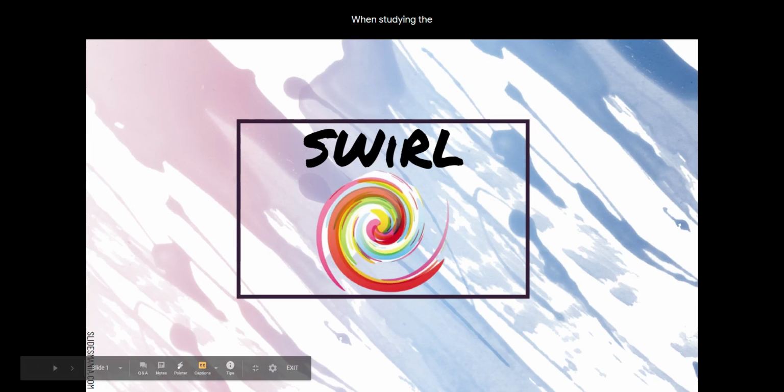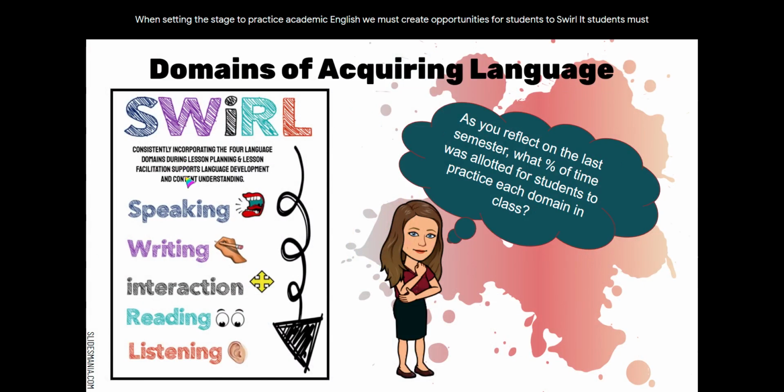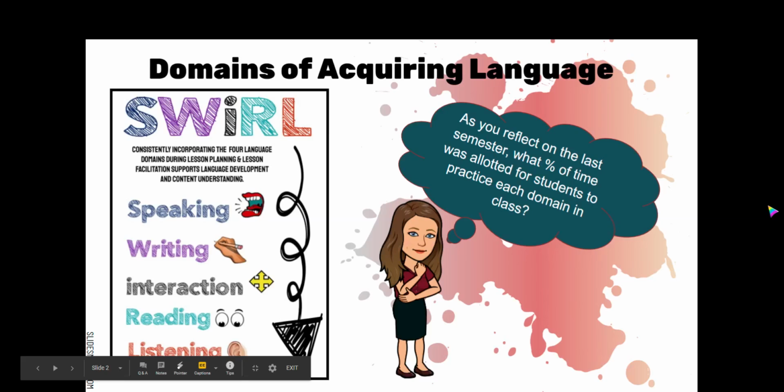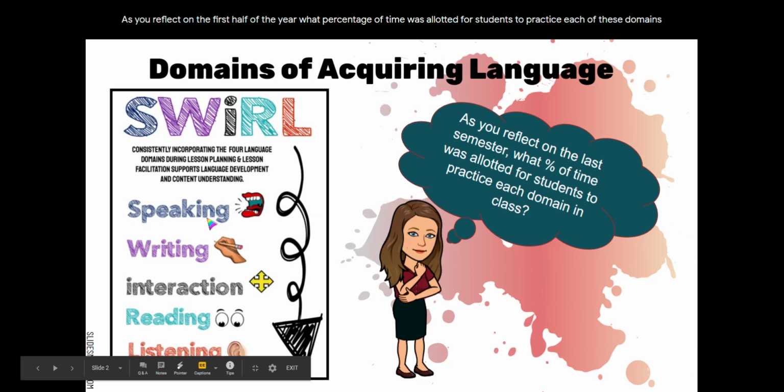When setting the stage to practice academic English, we must create opportunities for students to swirl it. Students must practice speaking, writing, reading, and listening, and most importantly, interacting in all subject areas every day in every classroom. As you reflect on the first half of the year, what percentage of time was allotted for students to practice each of these domains in class?